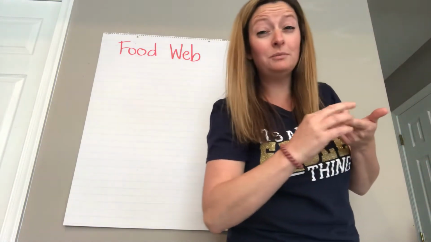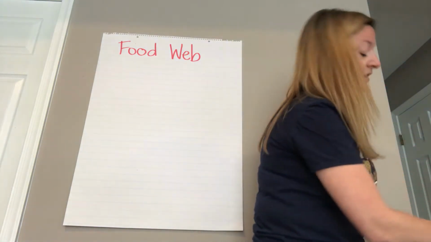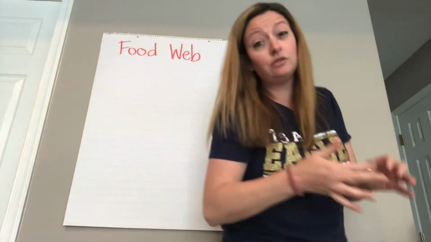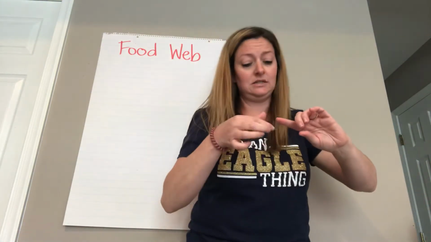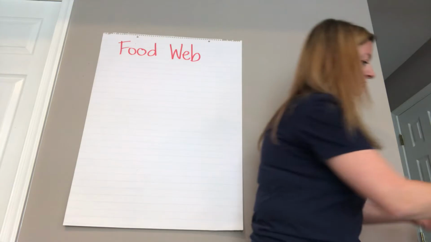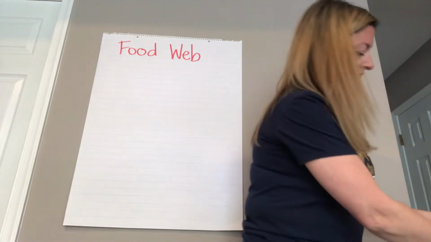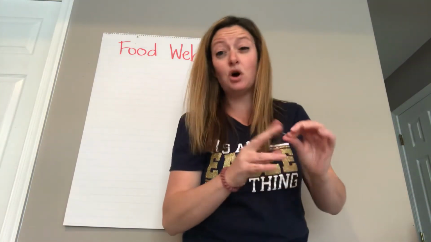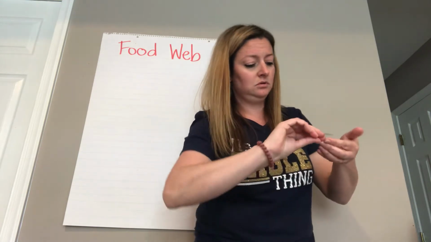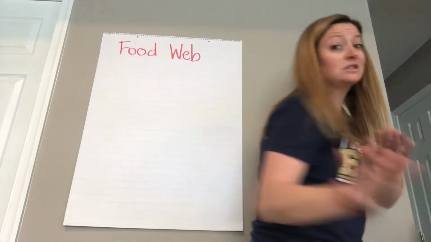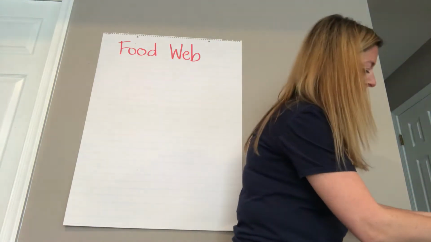Okay, remember what would be at the bottom? Anything that produces energy by itself, those would be your plants. Next would kind of be smaller animals. So just keep that in mind when you're setting up the cards on the floor.